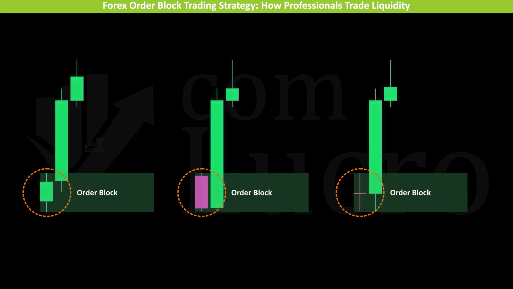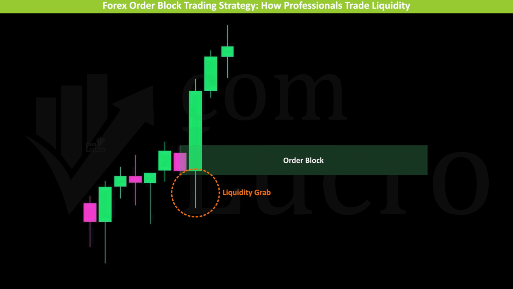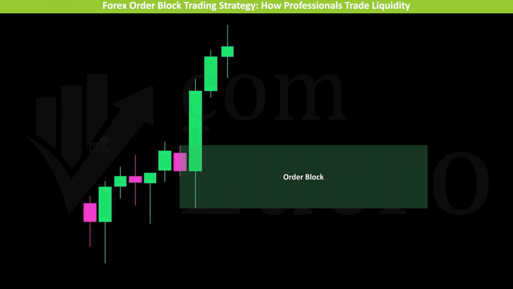Here's an important point to remember. Sometimes, the wick of a candle grabs liquidity just before the imbalance occurs. When that happens, we also include that wick as part of the order block zone. This marks the true beginning of the imbalance, and for safety, our stop loss should always be placed just below that wick to protect the trade.